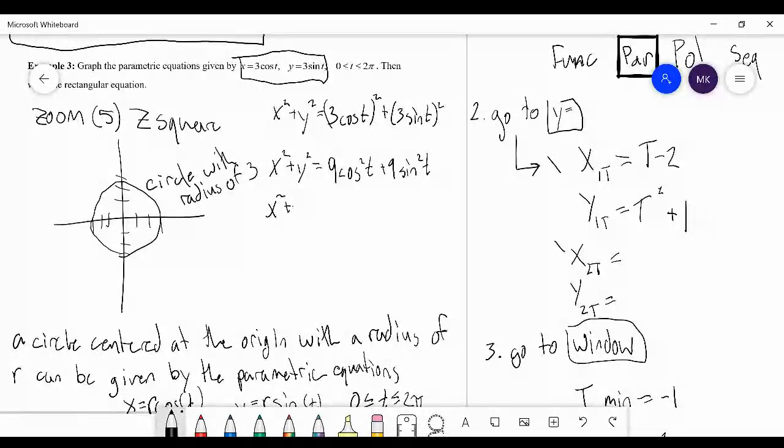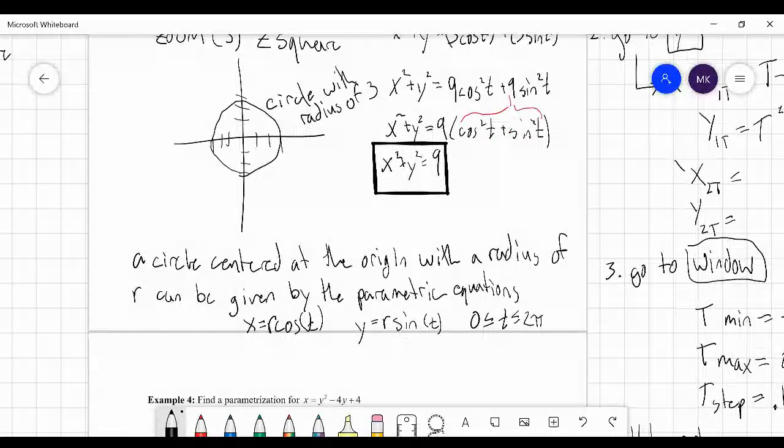And if we recognize that there's a 9 in both, we can factor that 9 out. And now in parentheses, that's a really nice thing, right? We know what that is. What happens when I add cosine squared t plus sine squared t? It's 1, right? This equals 1 from the Pythagorean identity. So then this is our rectangular equation for a circle centered at the origin with a radius of 9.